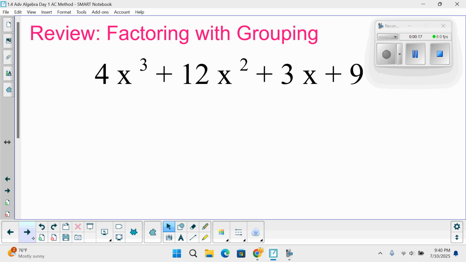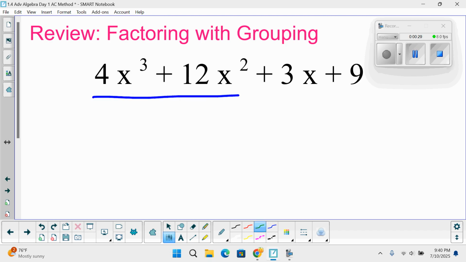All right, first things first, we do need to review factoring with grouping. Now, this is not something we've done in this class, but you should have done it back in Algebra 1 class a couple years ago. So first thing I like to do is set up two different colors of groups. We're going to have our blue group, which is going to be our first two terms, and then our green group, which is going to be our third and fourth term.